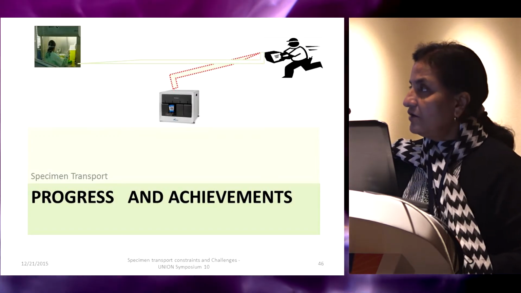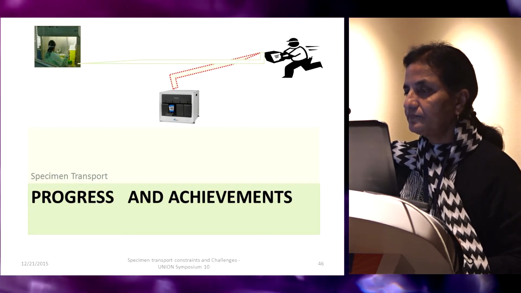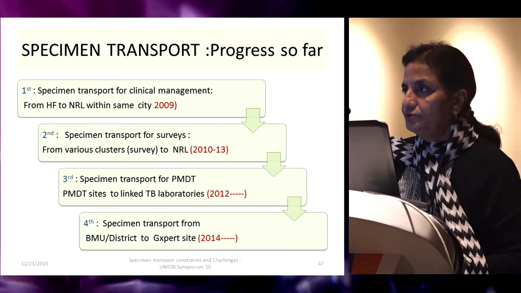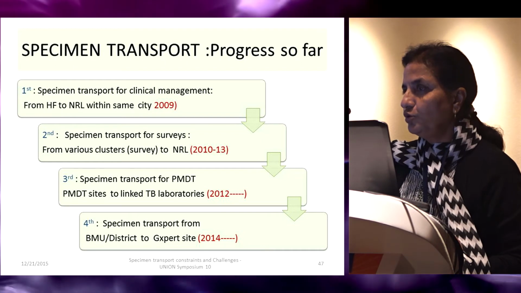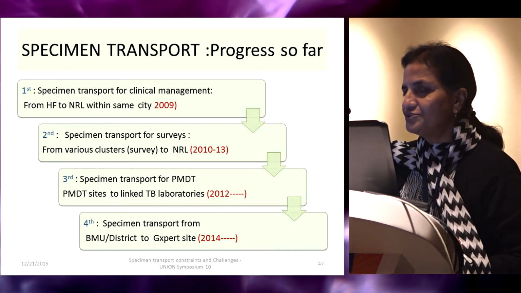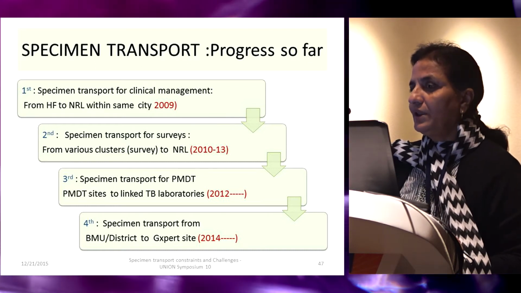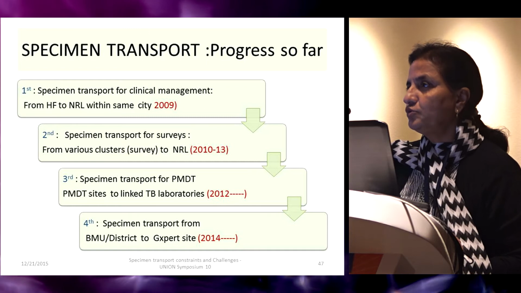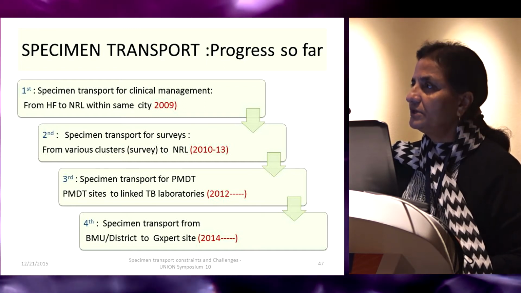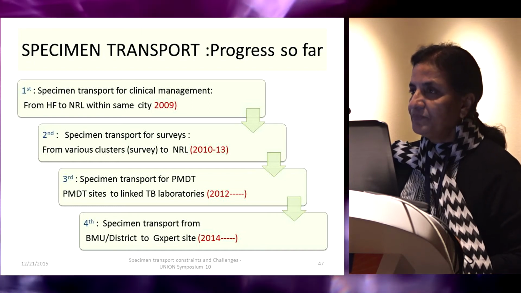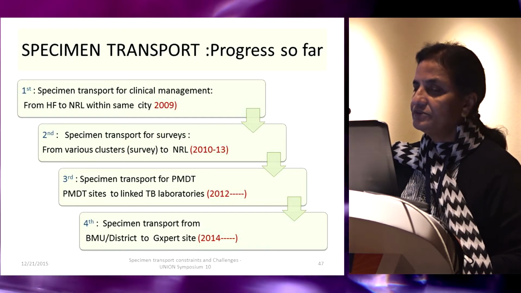So how much have we progressed, and what are the achievements to date? Culture and DST services in Pakistan in the public sector are not a very old history. We just started culture and DST in the last quarter of 2009. In that quarter, the main national reference laboratory, established in 2009, was linked to the health facility within the same city, and the staff from our laboratory used to go on a motorcycle and collect the specimen from that facility.